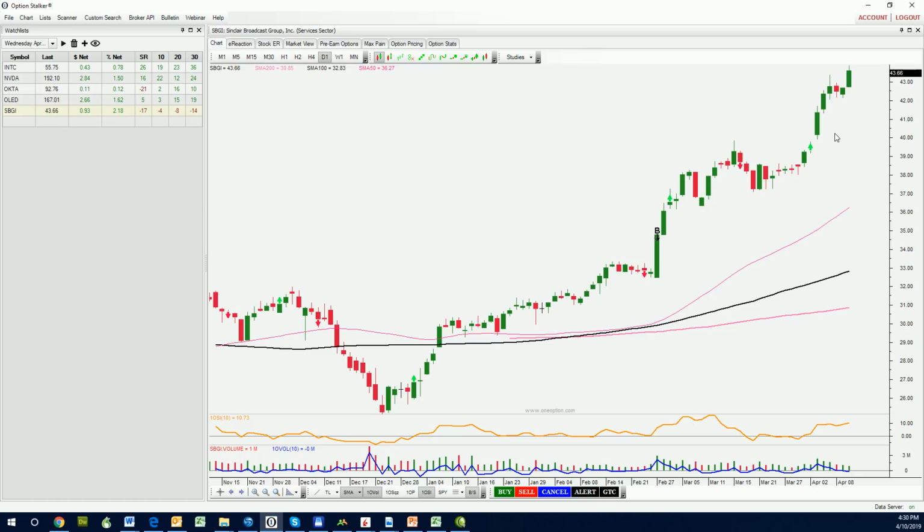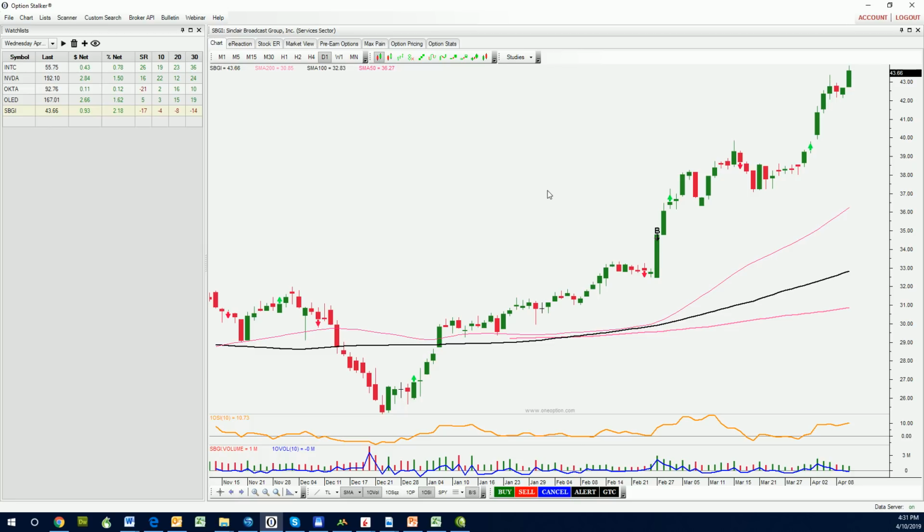SBGI, Sinclair Broadcasting, had that awesome relative strength, big volume spike, breakout through horizontal resistance, buy signal. The stock opens around 41.50, closes at 43.50 today. That's a $2 winner on a $40 stock in a week, 5%. I'll take that anytime.